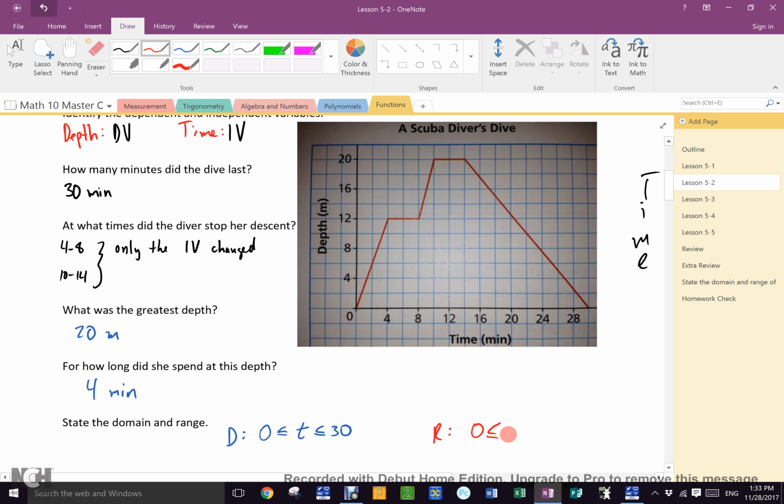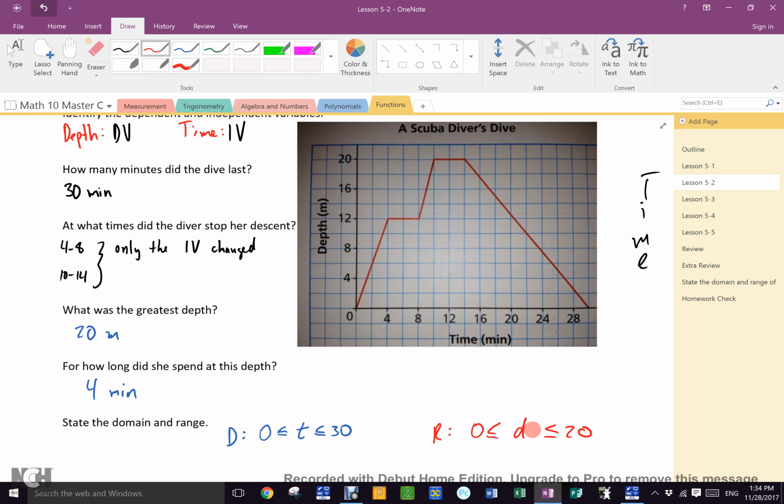Nice. 0, less than or equal to, less than or equal to 20. What should go there? D for depth. It is measured in meters, but the depth is the range. Okay? Now, the question becomes, is this graph a drawing of what actually happened, or is it a representation of the data?